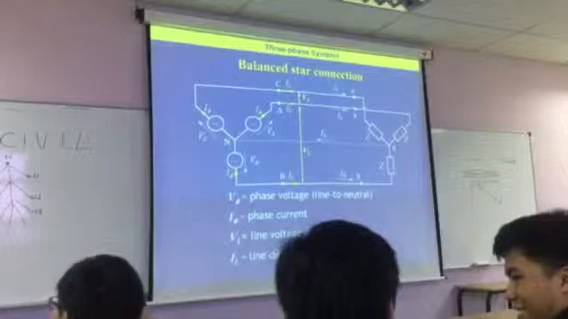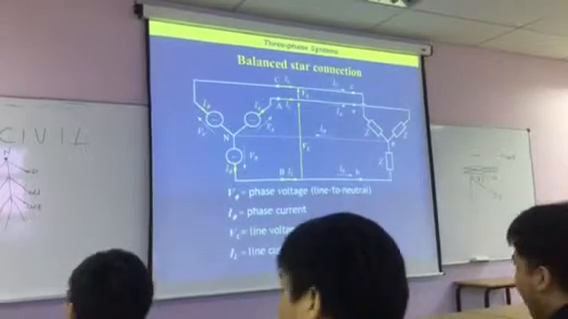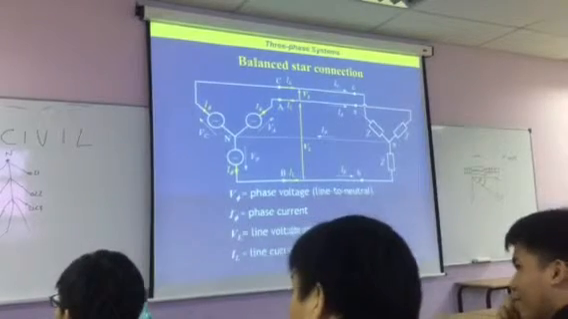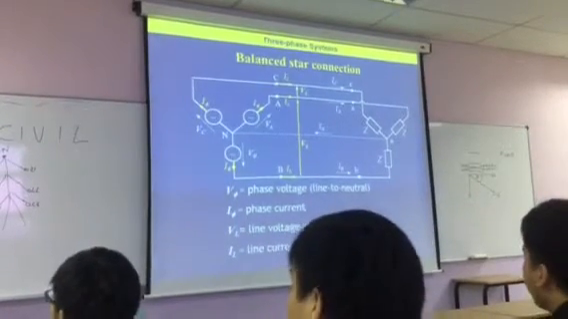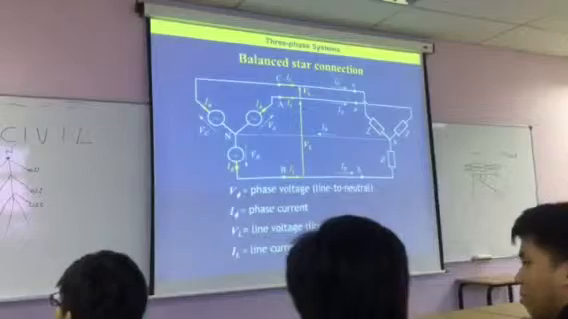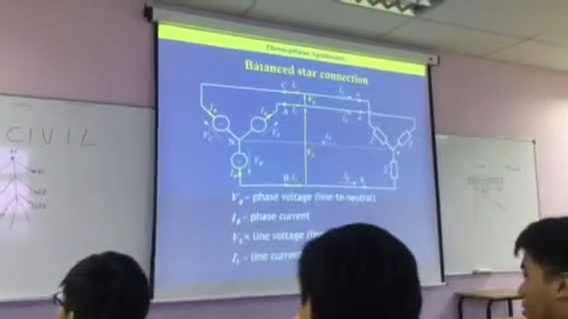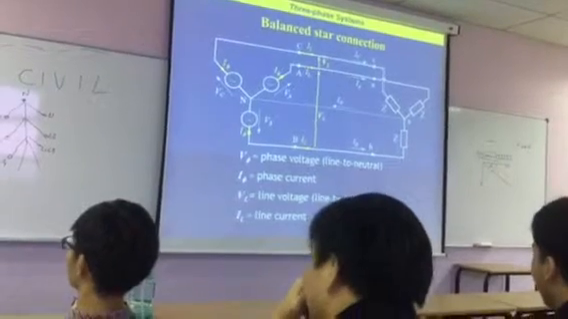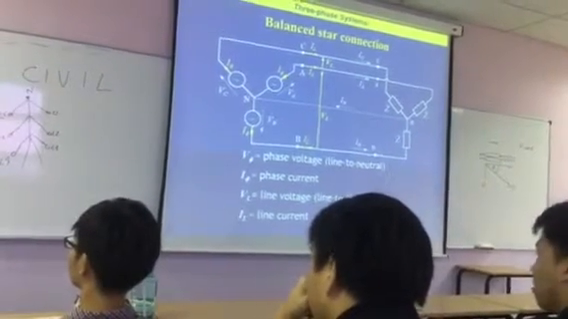It's actually 415. The line-to-line voltage is 415, but the line-to-neutral voltage is 240. Now I will try and prove that by mathematics. That's what we're trying to do.